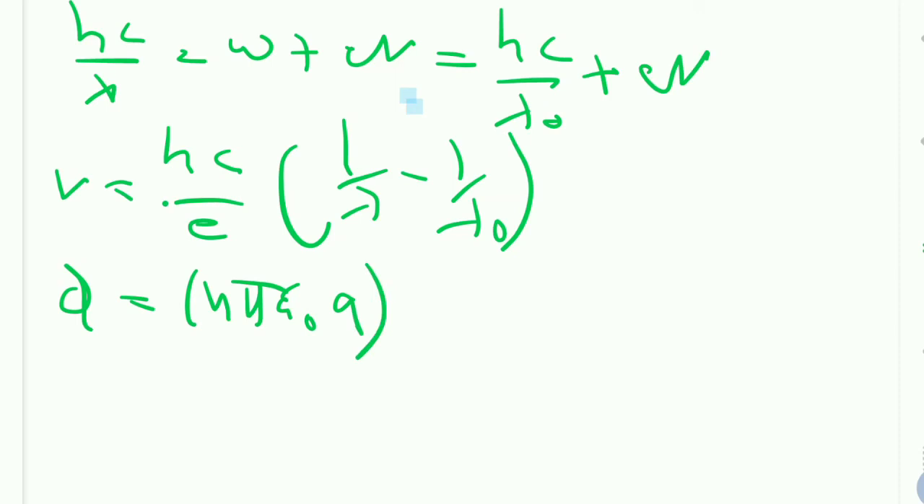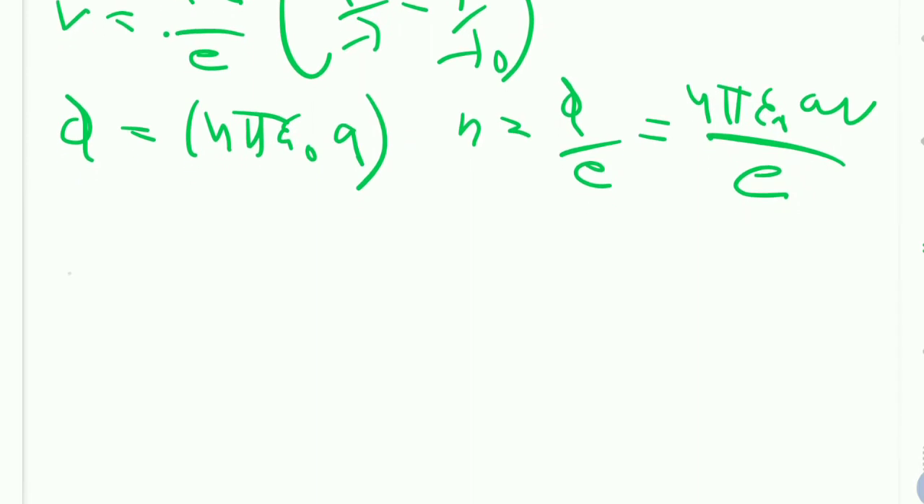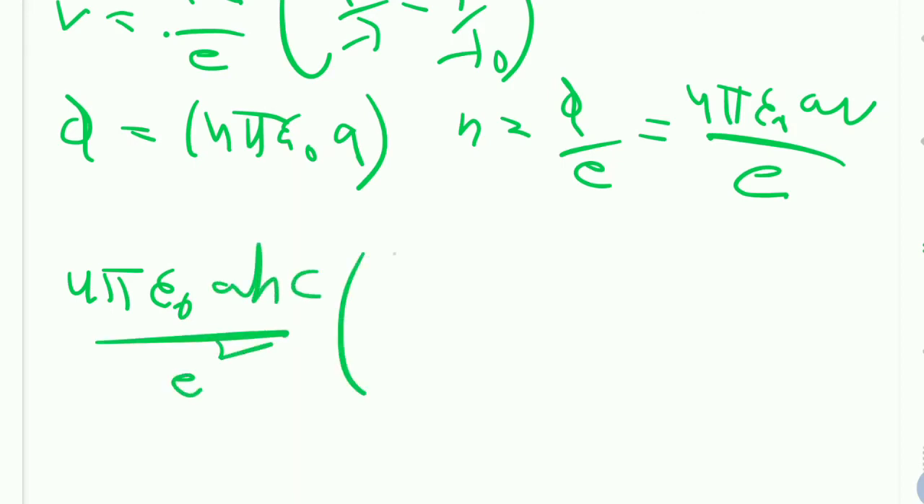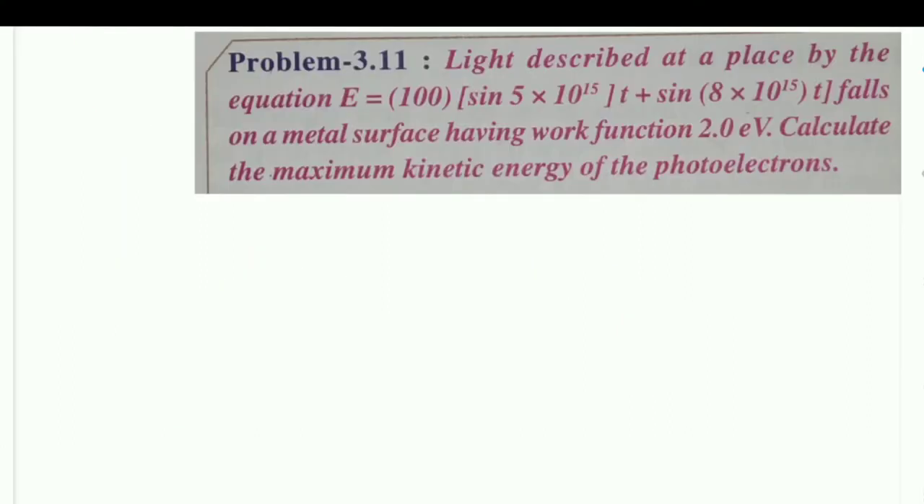The number of electrons emitted is, therefore, N equal to Q by e, 4 pi epsilon naught aV by e. So 4 pi epsilon naught a hc by e square into 1 by lambda minus 1 by lambda naught. This is the answer.